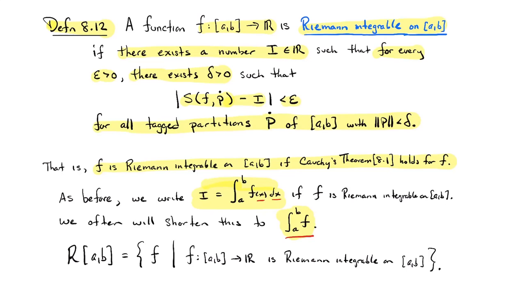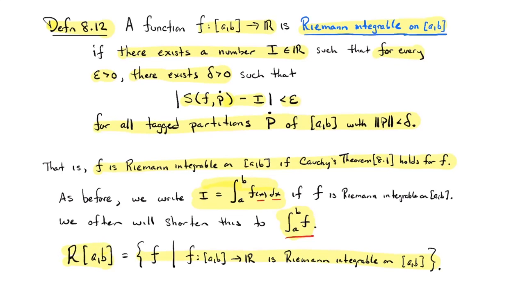Okay. And I'm going to leave it as an exercise to you to show that if such an I exists for a given function on an interval, then it's unique. There's only one value of I that can satisfy this definition. So that's what I mean by a function being Riemann integrable. And I'm going to denote by the capital letter R of [a, b] the set of all functions that are Riemann integrable on the interval from a to b.